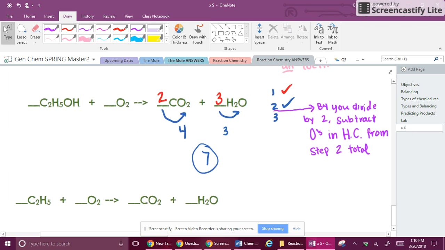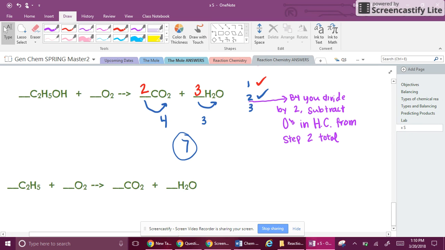Okay, so let's bring this back. Now to do this purple step, I see there's 1 oxygen right here. And so I'm going to do 7 minus 1 equals 6. And that's all you do.